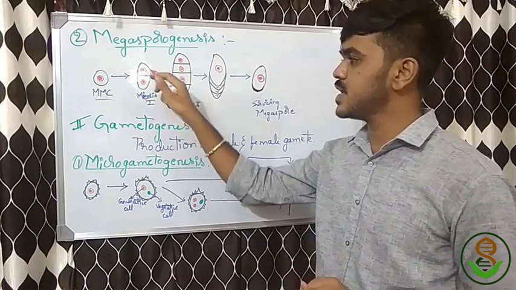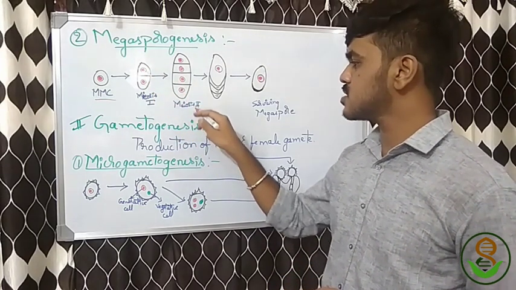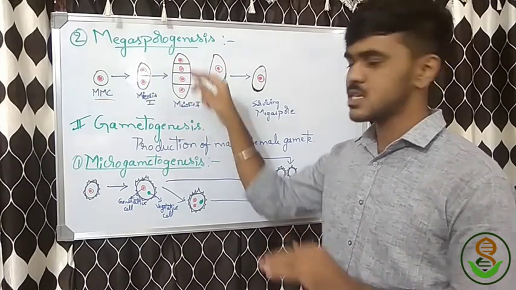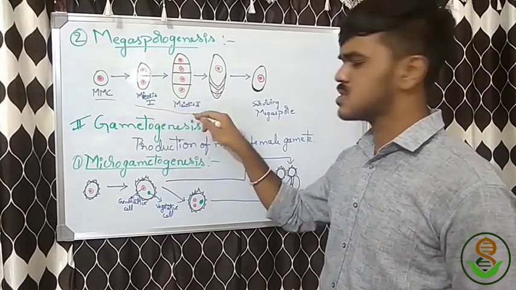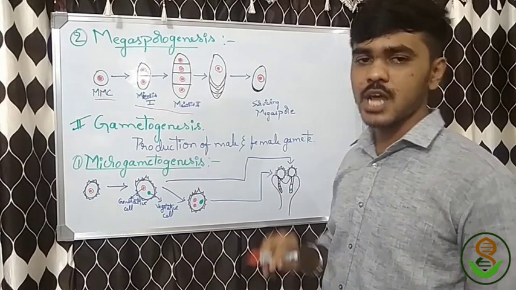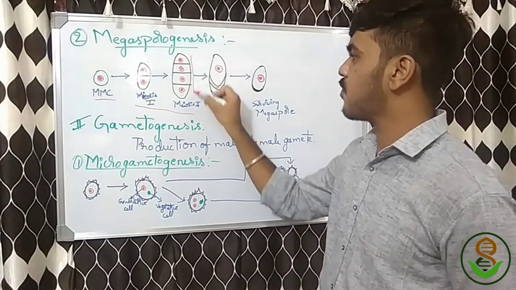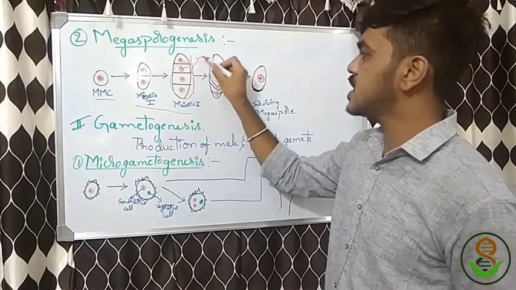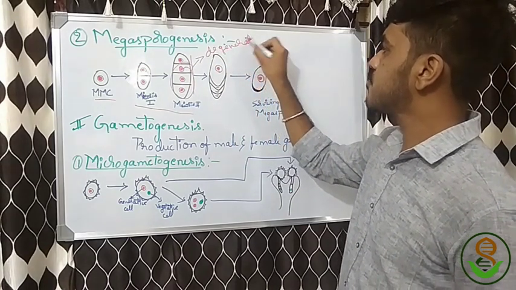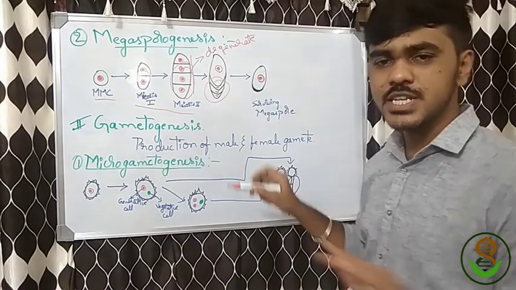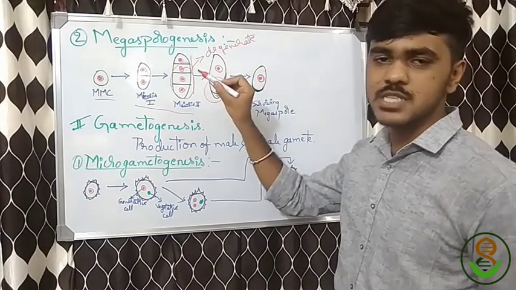In meiosis 1, it divides into 2 cells. In meiosis 2, it divides into 4 cells. That is 4 haploid cells, and it's a complete meiosis process. After that, among these 4, 3 degenerate and only 1 remains among them.